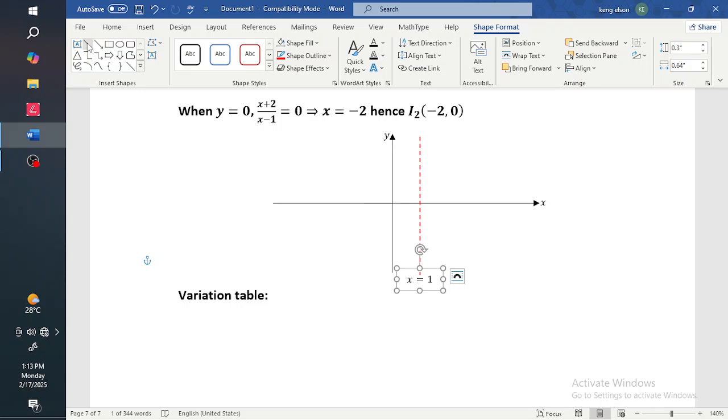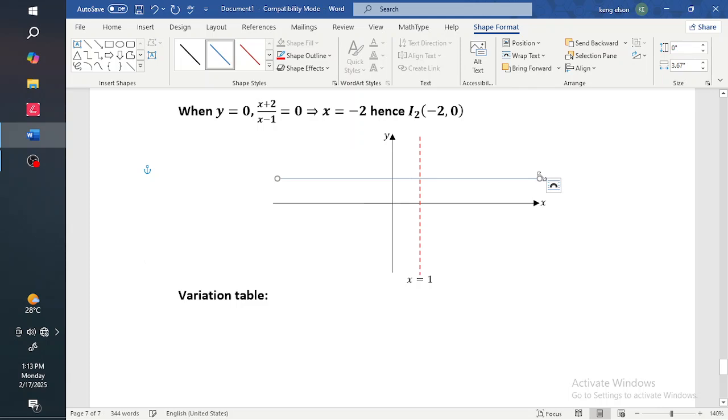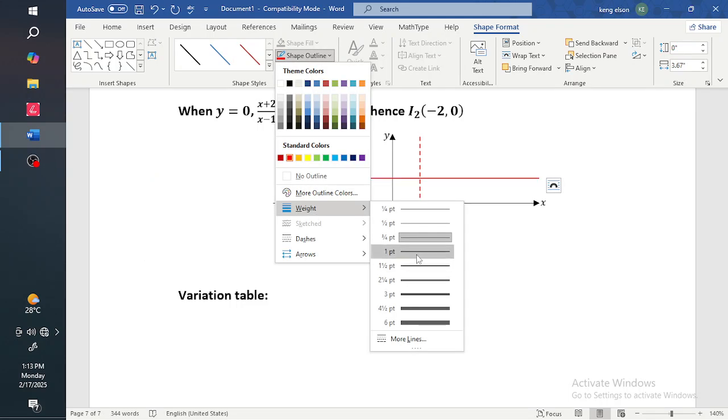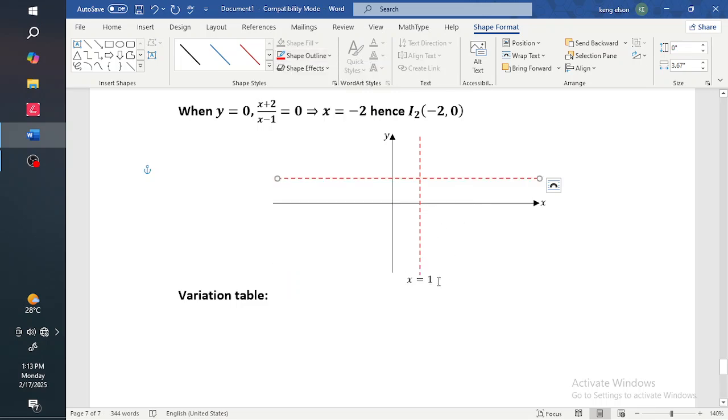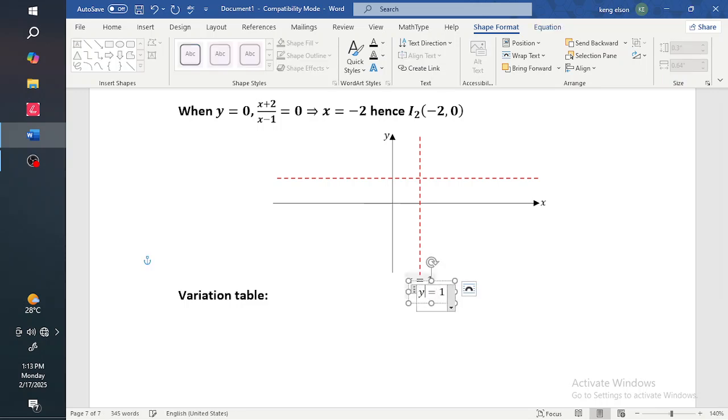Now the horizontal asymptote will pass through y equal to 1. I'm just approximating that this could be y equal to 1 here. So that's the horizontal asymptote. We increase the thickness and we give it dashes because it's an asymptote. So that is for y equal to 1, still a horizontal line passing through 1.